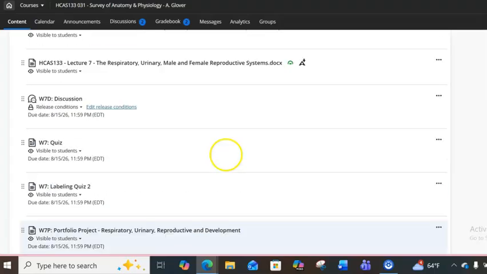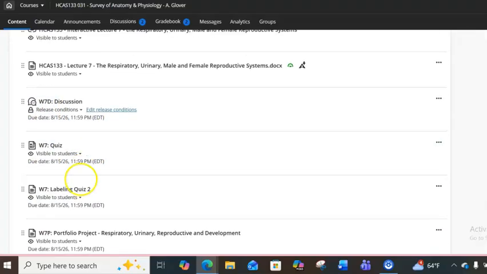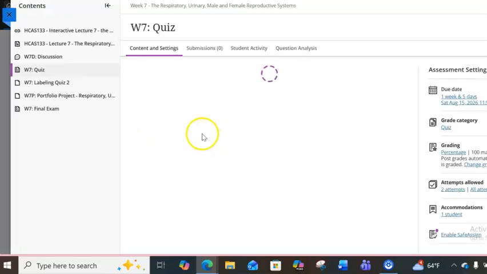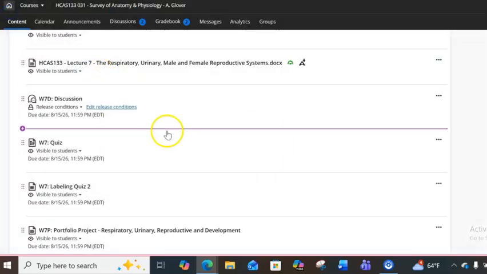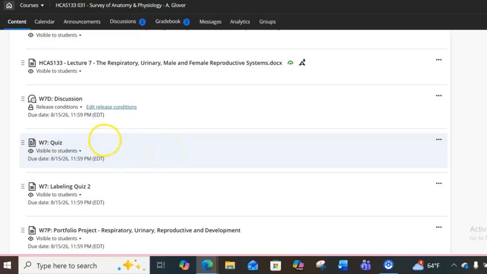This week is going to be quite busy. You can see there are a number of things that we're going to be doing this week. I'm just going to open up this week 7 quiz. The week 7 quiz is going to be related to your lecture. It is 10 multiple choice and true-false questions. It's untimed and you have 2 attempts. The highest score will be recorded, and I will post a study guide at the beginning of this week for your week 7 quiz.